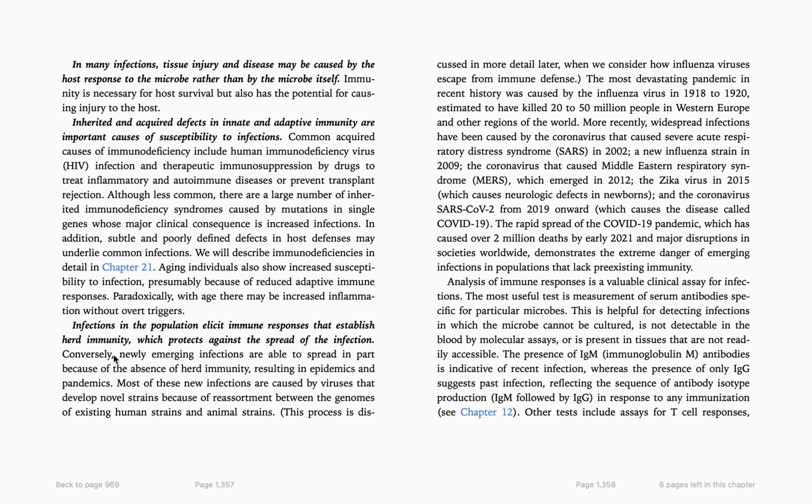Aging individuals also show increased susceptibility to infection, presumably because of reduced adaptive immune responses. Paradoxically, with age, there is also increased inflammation without overt triggers.